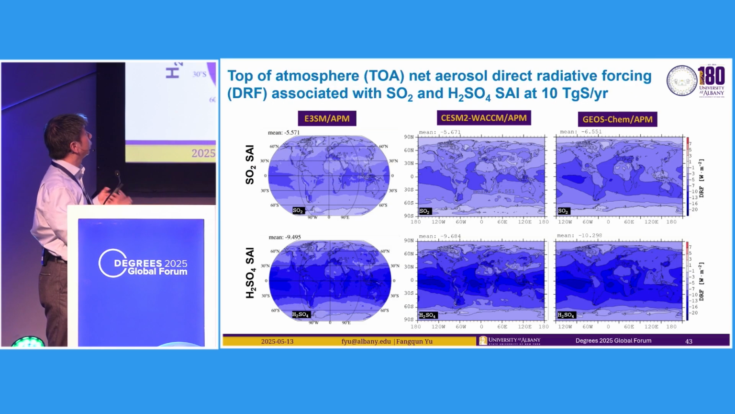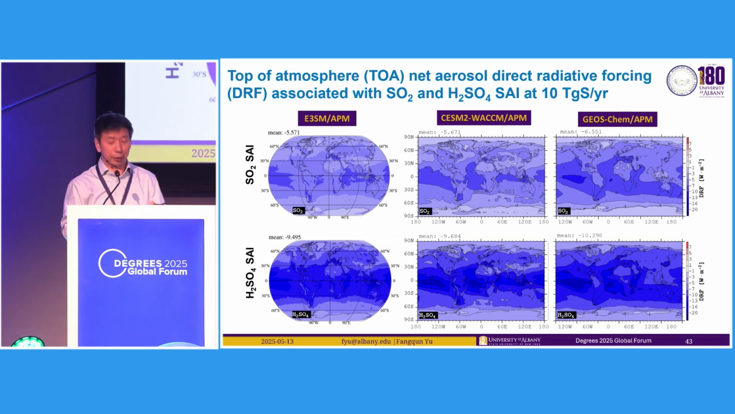What's shown here is the radiative forcing for the 3 models, E3SM, CESM, and GeoScam, for SO2 injection and sulfuric acid injection. Again, the example shown here is 10 teragrams of sulfur per year. You'll see the cooling effect of the shortwave solar radiation. The models have similar magnitude but differ in the spatial variations. Sulfuric acid injection has a much stronger cooling effect and also differs in spatial variation, but it's similar.